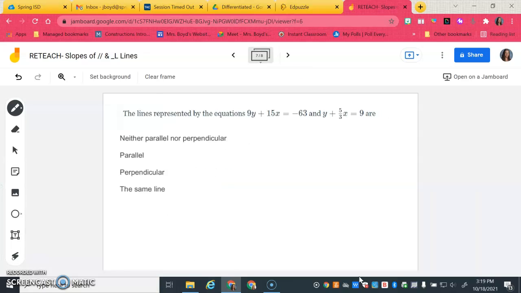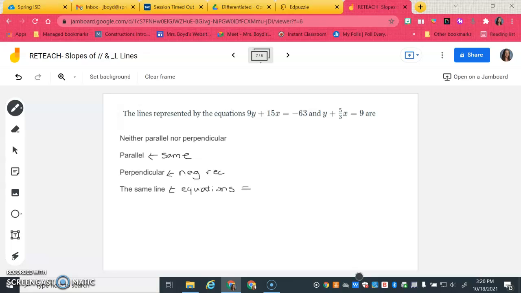Okay, the lines represented by the equations 9y plus 15x equals negative 63 and y plus 5/3 x equals 9 are: neither parallel nor perpendicular, parallel, perpendicular, or the same line. All right, so we know if they're parallel, they're going to have the same slope. We know if they're perpendicular, they're going to have negative reciprocal slopes. If they're the same line, then the equations are equal.